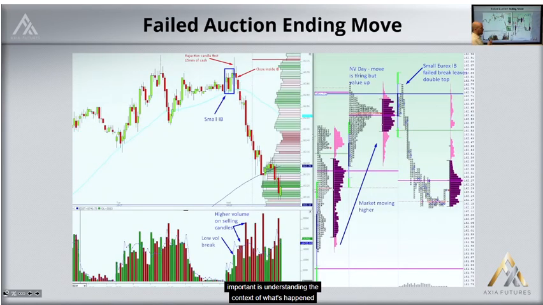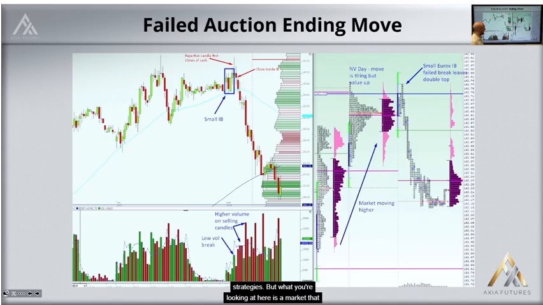Now, what's also important is understanding the context of what's happened previously, because rather than seeing the initial balance and the failed auction and thinking, failed auction, I'm going to play it, you more want to be in a position where you're looking at a situation and saying to yourself, a failed auction would be an ideal scenario now. We're going to talk about the tiring moves in more detail as we get into later multi-day strategies.